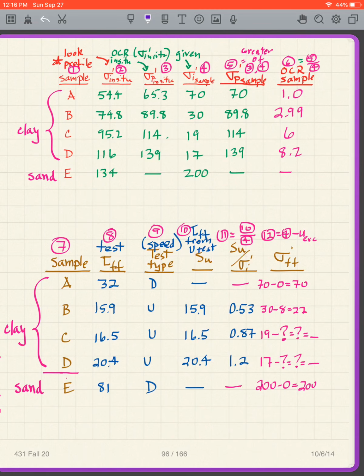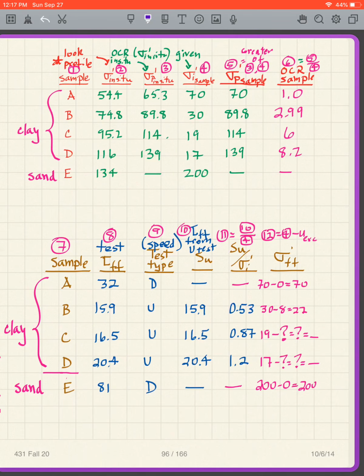Well, I can't get an SU from a drained test, so I don't have anything there. But if it's an undrained test, then my SU is the same as my tau FF. So I've got my SUs here. And the next column is SU over sigma prime I. My sigma prime I is column 4, and my SU is column 10. So column 10 over column 4 gives me column 11. I just divide those out.